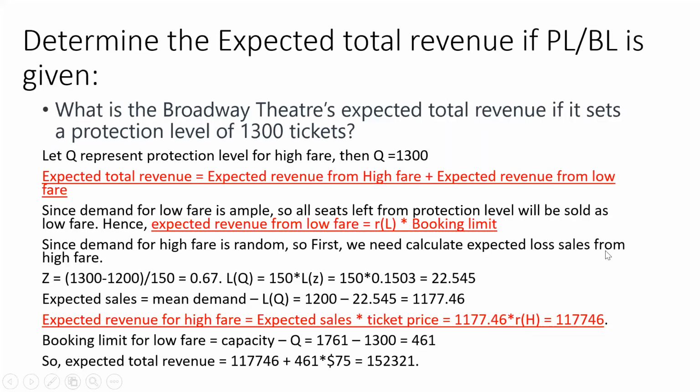All right. So as you said, the expected total revenue is equal to the expected revenue from high fare plus the expected revenue from low fare. The expected revenue from low fare is equal to the low fare ticket price times the booking limit, and the expected revenue for high fare is expected sales times the ticket price. So the total expected revenue is adding those two items together.